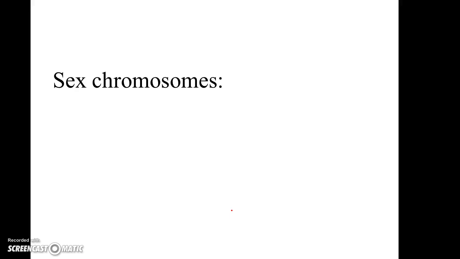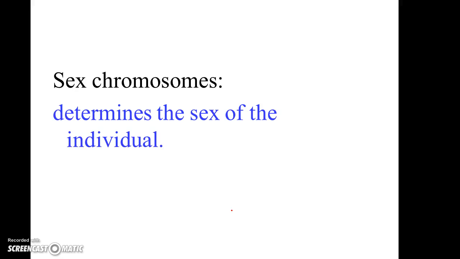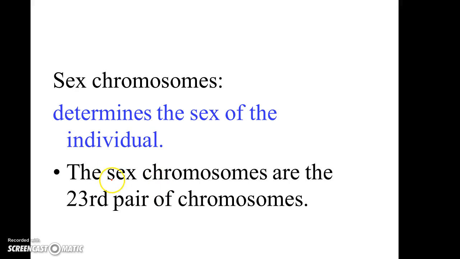Next, we have sex chromosomes. These determine the sex of the individual. The sex chromosomes are the 23rd pair of chromosomes. So, if we're a female, we're going to be XX. Alright, if we are a male, we are going to be XY.